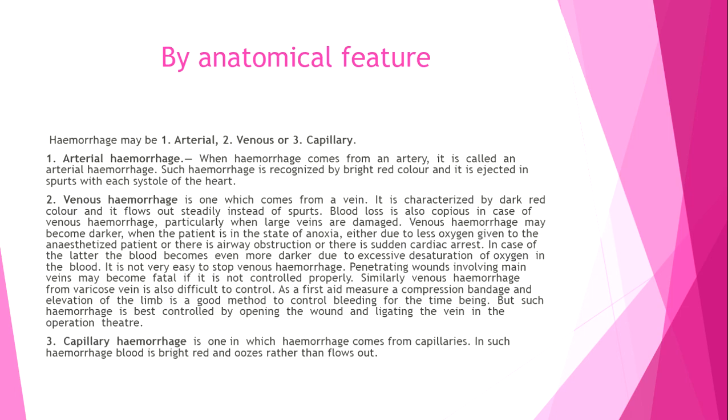Similarly, venous hemorrhage from varicose veins is also difficult to control. As a first aid measure, a compression bandage and elevation of the limb is a good method to control bleeding for the time being. But such hemorrhage is best controlled by opening the wound and ligating the vein in the operation theater. Capillary hemorrhage is one in which hemorrhage comes from capillaries. In such hemorrhage, blood is bright red and oozes rather than flows out.